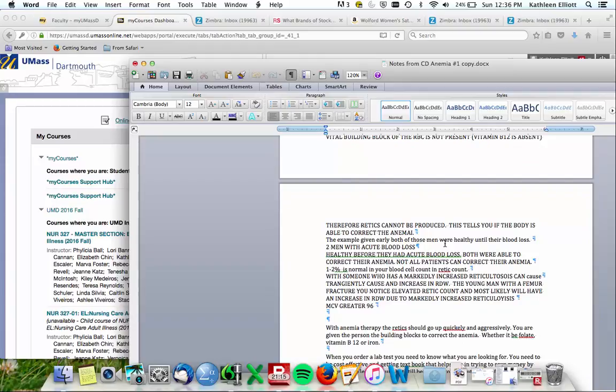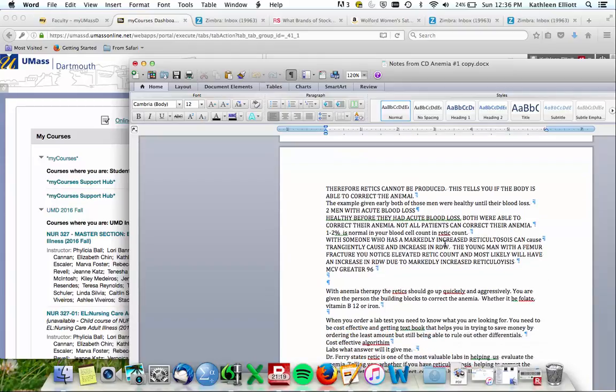This tells you if the body is able to correct the anemia. The example given earlier for me, both men were healthy until their blood loss. Two men with acute blood loss, healthy before they had acute blood loss. Both were able to correct their anemia. Not all patients can correct their anemia. 1 to 2% variation is normal in your red blood cell count and retic count.